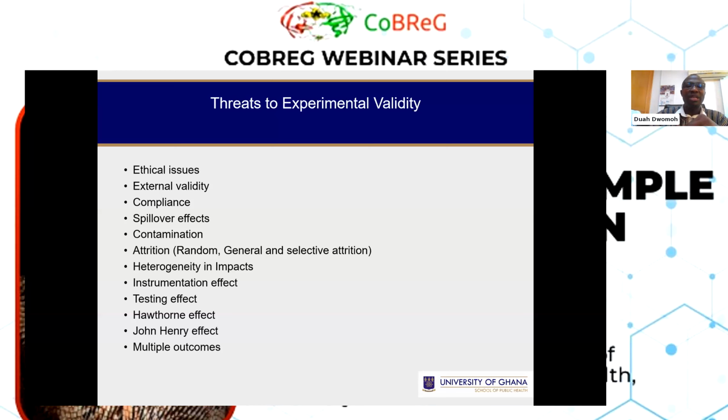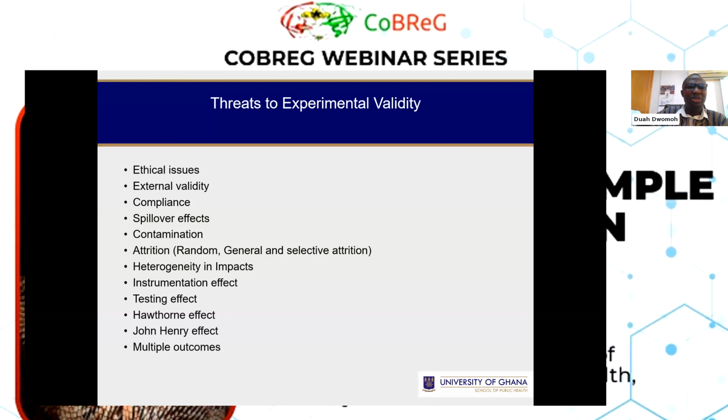The other one is contamination. Spillover effect is just a subset of contamination. So you see, for contamination, you can have a different intervention, an intervention that you are not the one implementing, but that intervention has an effect on your outcome measure of interest. That is when you have contamination. Remember, the spillover effect is the effect that is coming from your intervention and spilling over to the control group.